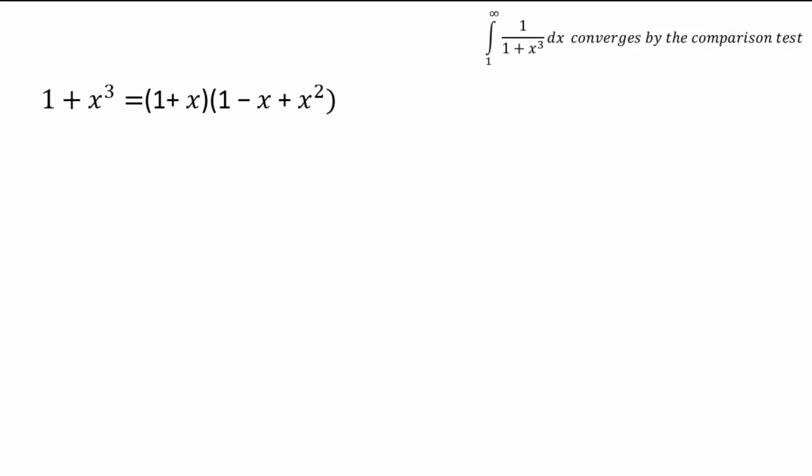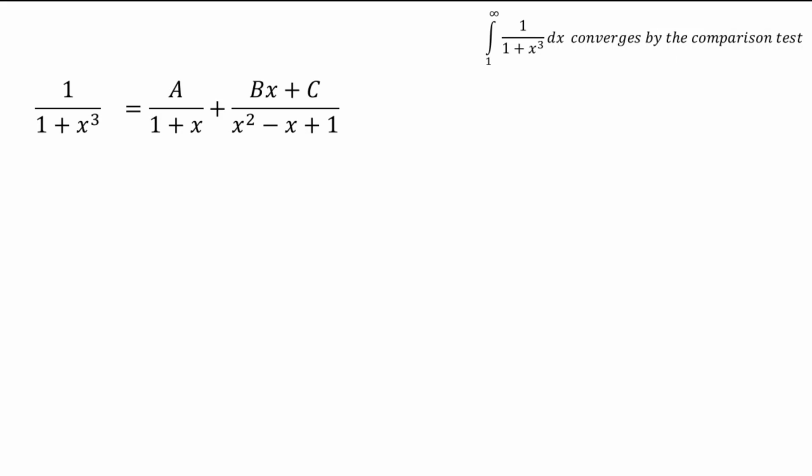So the sum of cubes always decomposes in the same way. It's important to note that that second quadratic term is irreducible. So with a sum of cubes, I get a linear term times an irreducible quadratic. Since that second term is irreducible, that gives me the following partial fraction decomposition. So I'm going to have 1 over 1 plus x cubed is going to be some constant over 1 plus x, plus some linear term over my irreducible quadratic.